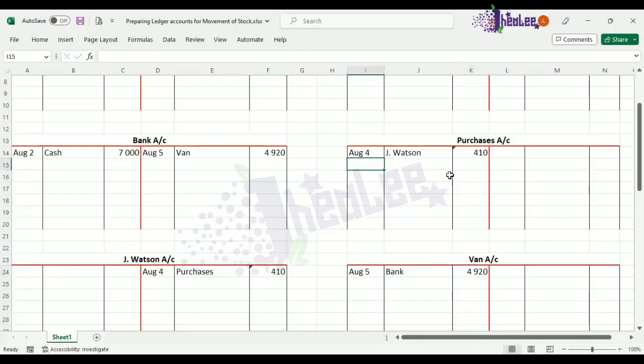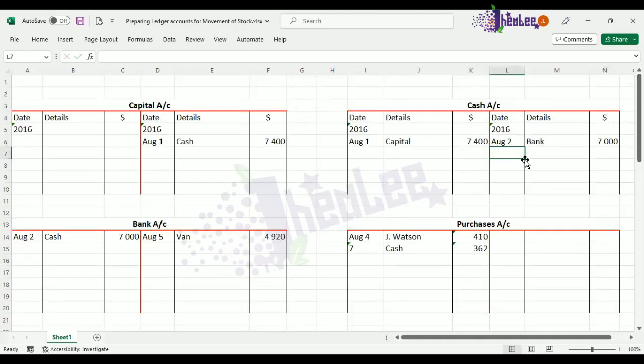We have our purchases account already. So all we're doing is to make our entries. That is August 7. Our details is cash, because that's the other item affected. And the amount is $362. Now we're going to move to our cash account and put our credit entry in that. So it is August 7. Our details is purchases, and the amount is $362.